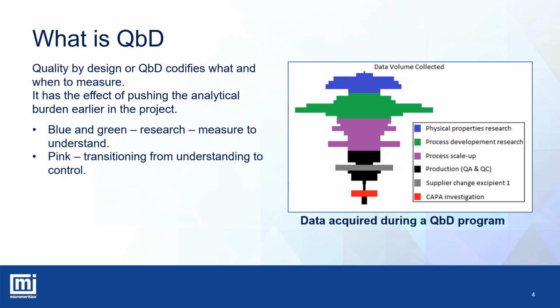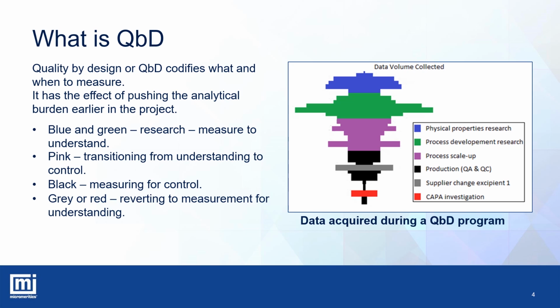The pink process scale-up phase transitions us from measurement for understanding to measurement for control. So once the process was established at scale, unnecessary testing was cut back. During the black production phase, the excess testing was further reduced.